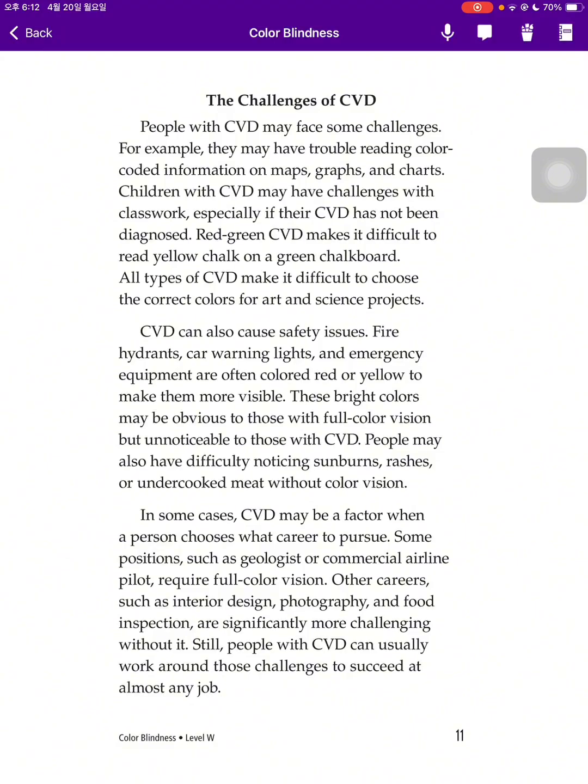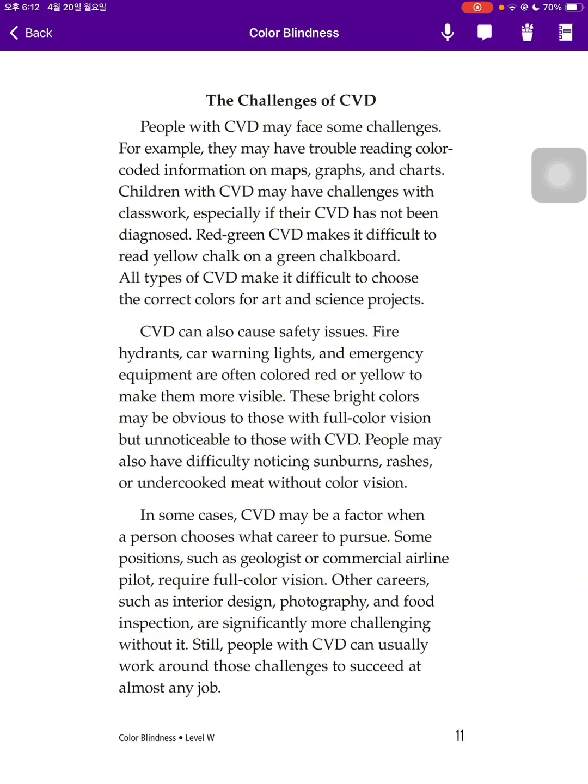Fire hydrants, car warning lights, and emergency equipment are often colored red or yellow to make them more visible. These bright colors may be obvious to those with full color vision, but unnoticeable to those with CVD. People may also have difficulty noticing sunburns, rashes, or undercooked meat without color vision.